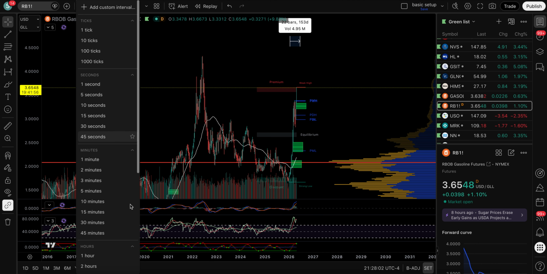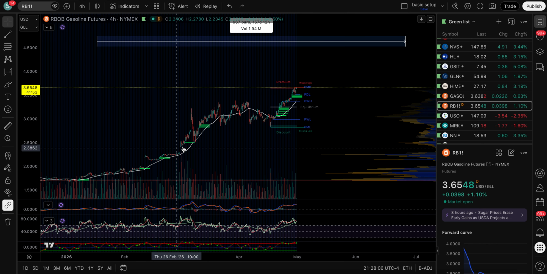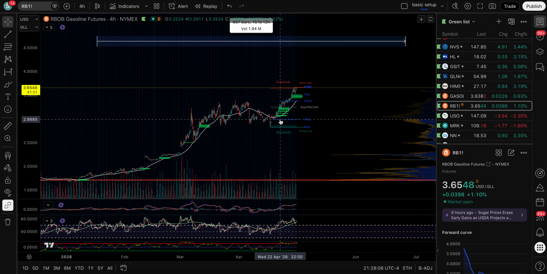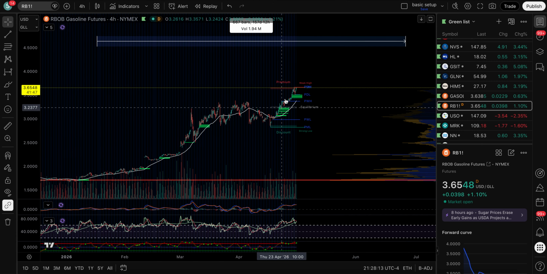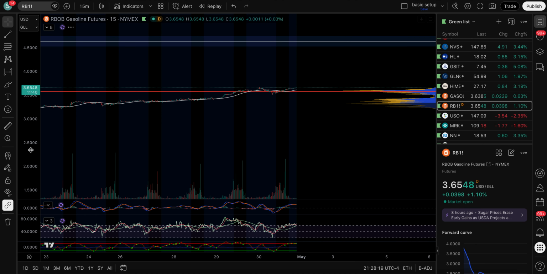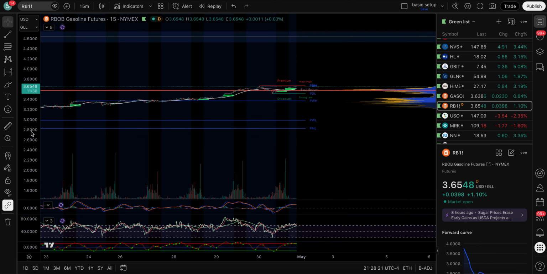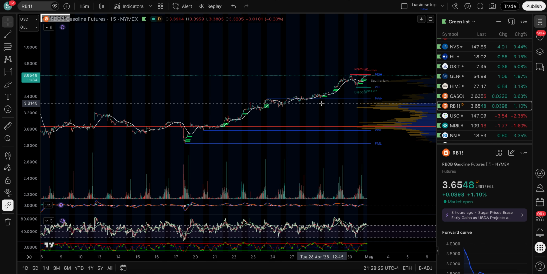You want something that's moving quickly. You do not want to get into something that's just chopping sideways, going nowhere, and you want to always have enough time for it to reach the destination. And I can even scale into this little move that's happening here. Let's go into the 15-minute. Like I said, all these patterns are fractal. They happen on all different time frames.